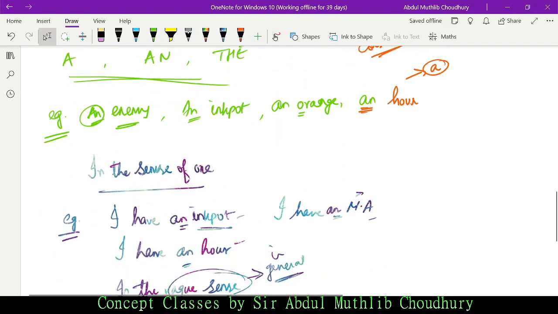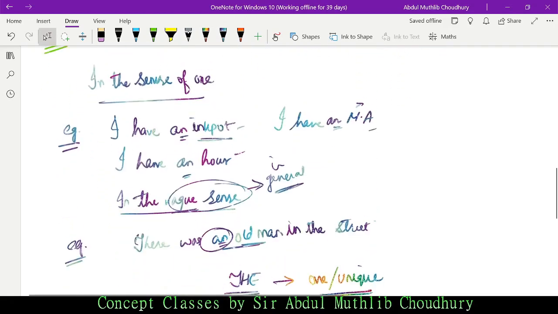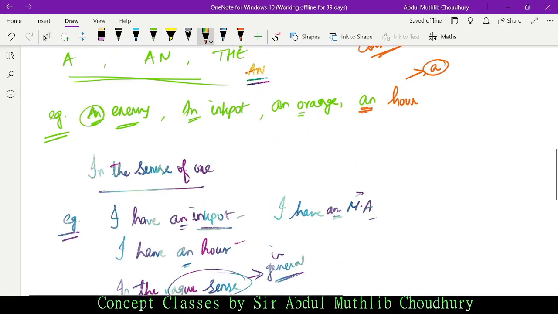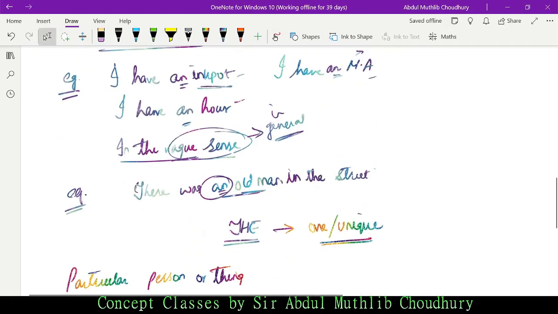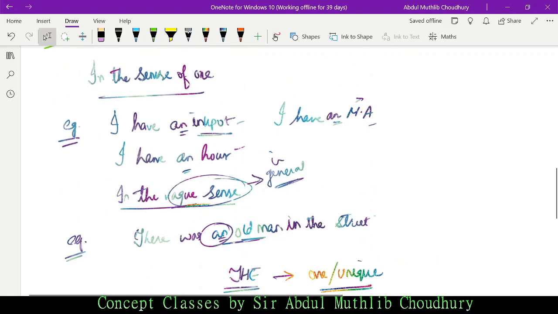Before I move ahead, let me recapitulate the article an. So this is the heading an. An is used in the sense of one: I have an inport, I have an MA, I have an R. Again, it is used in the vague sense. There was an old man in the street. Do you know the name? It can be anyone's grandfather or anyone's father, but we do not know. So you can use an in the sense of one or in the vague sense.